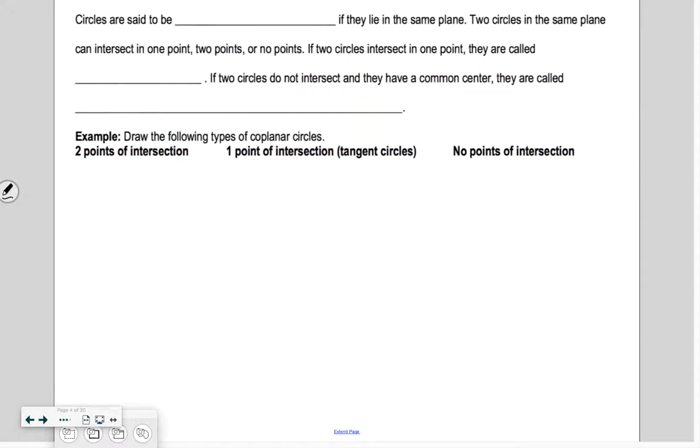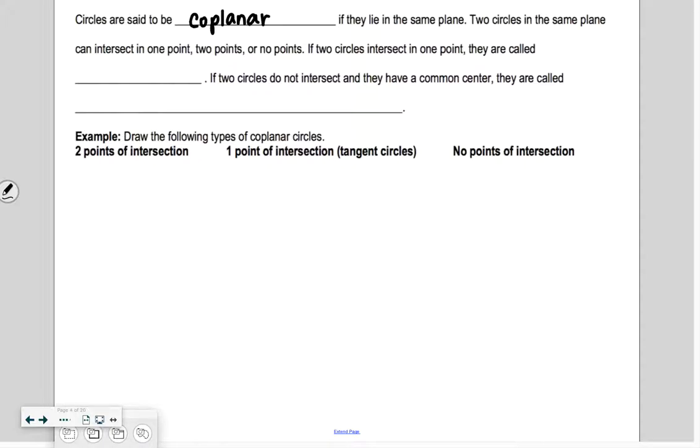All right, what do we think the word is if things lie in the same plane? Think way back to chapter 1. If something lies in the same plane, it's called coplanar. Good. Co means share, like coworker, right? You share a job with your coworker. So it shares a plane.